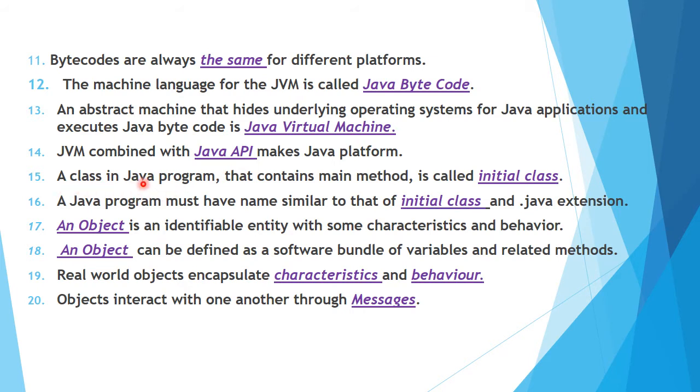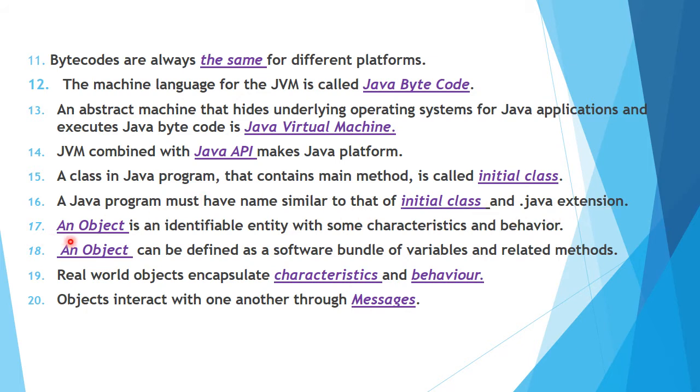Next, a class in Java program that contains main method. Did you remember main method? Yes. So it is called initial class. If in any class it include main method, it is known as initial class. A Java program must have name similar to that of initial class and .java extension.